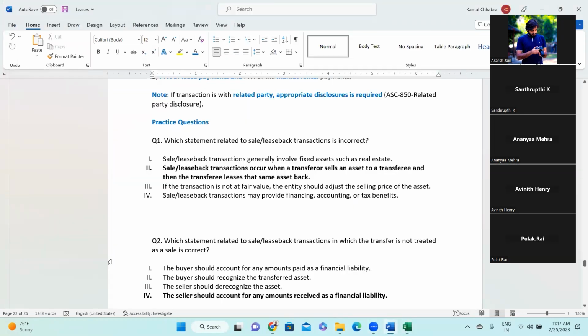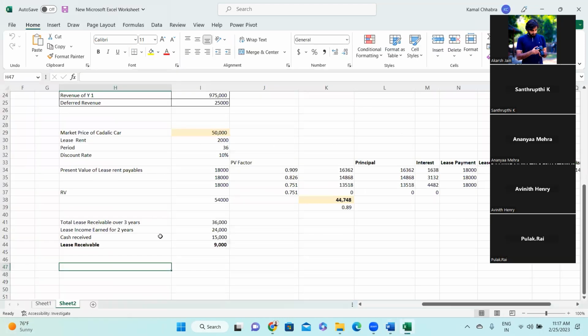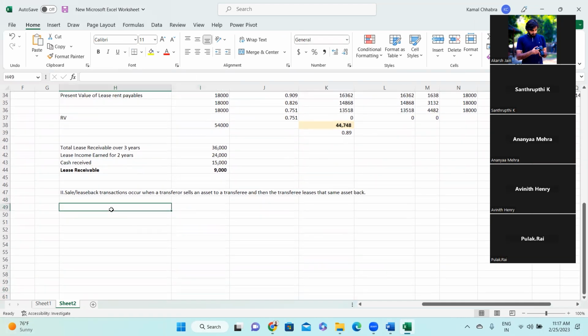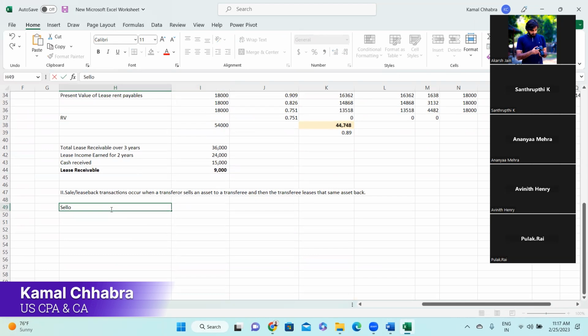Look at the third point: if the transaction is not at fair value, the entity should adjust the selling price of the asset to fair value. Fourth: sale and leaseback transactions may provide finance, accounting, and tax benefits. So statements 3 and 4 look okay. Now coming to the analysis of statement 2. What they are saying is, sale and leaseback transactions occur when the transferor sells. Who is the transferor? The seller.